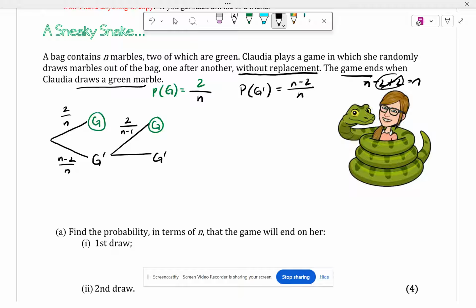Okay, not greens. I had n minus 2. I had to remove 1 in order to get even on this spot of the branch. So what do I have now for not green? N minus 3. And then what's the denominator? It has to be the same as the one up top, right? So what is it? N minus 1. Good job. Okay. We're going to keep going.